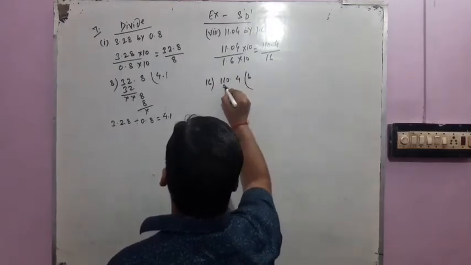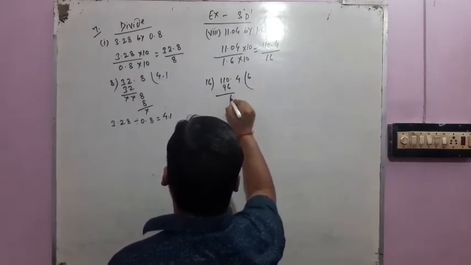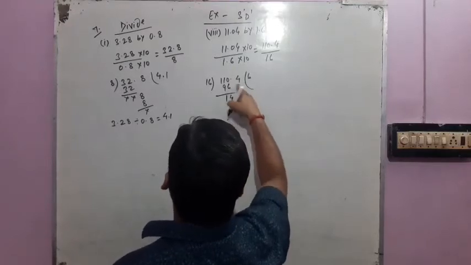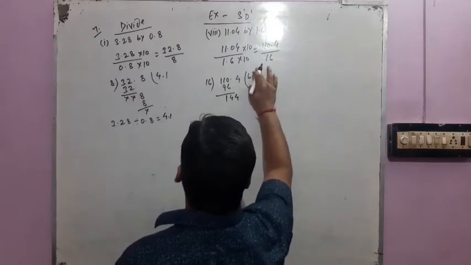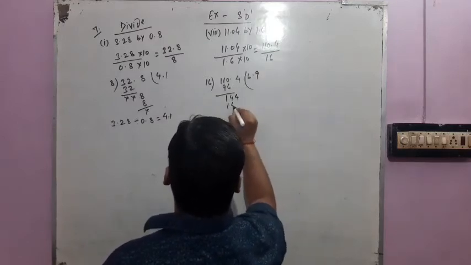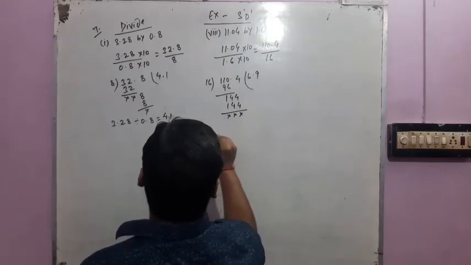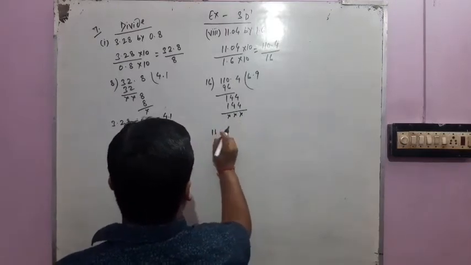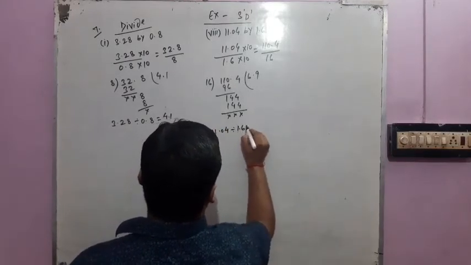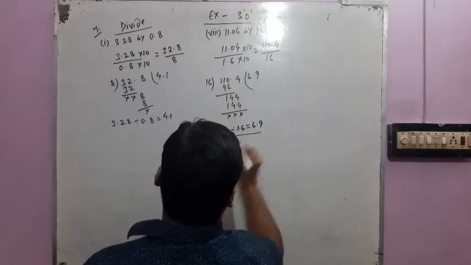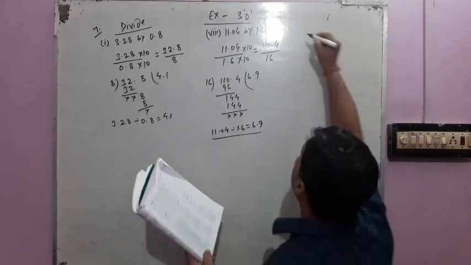16 6s are 96. 14 here. Now after the decimal we have to take a digit, so we mark here 4. 16 9s are 144. So when 11.04 is divided by 1.6, it is 6.9. One more question we have to look at here, question number 15.